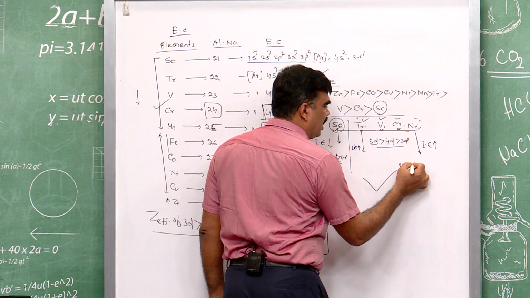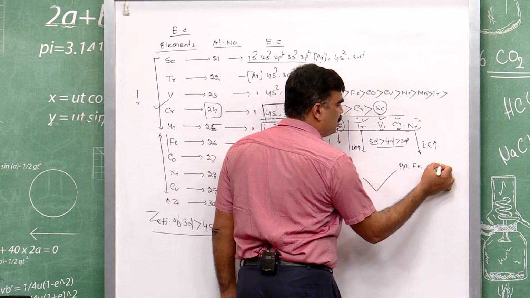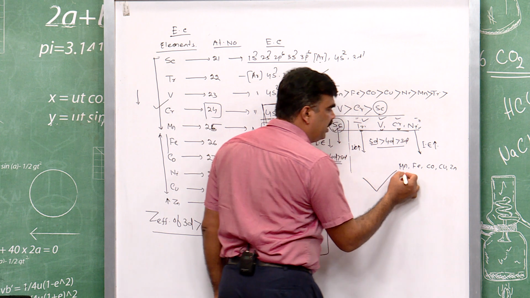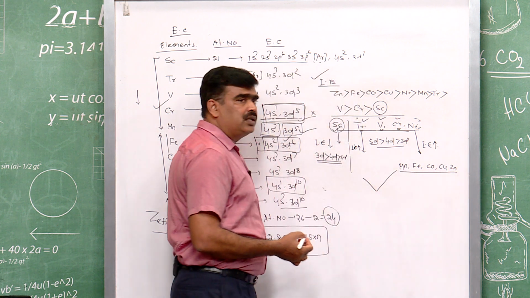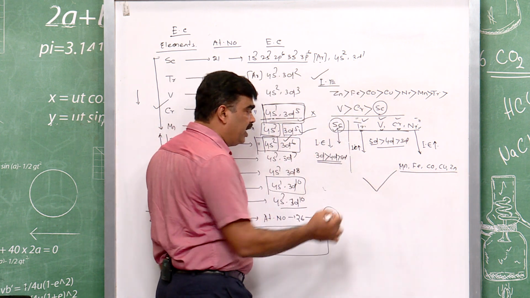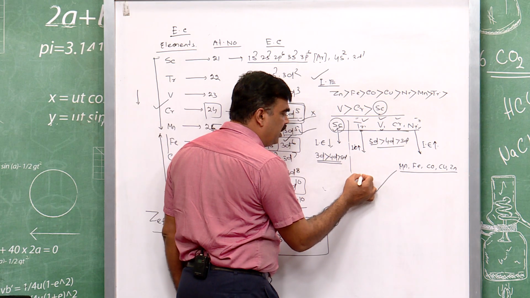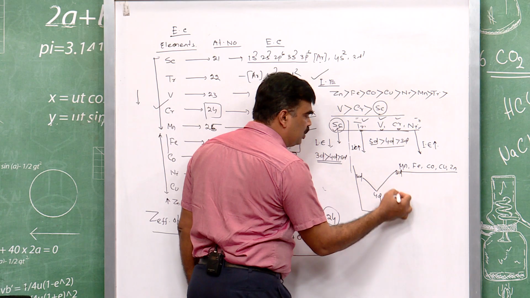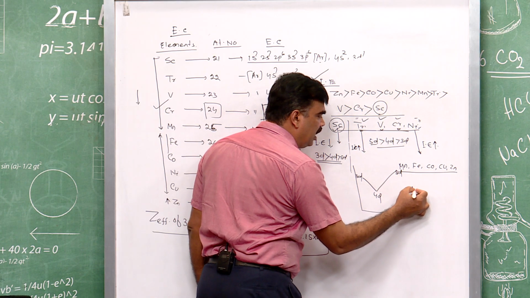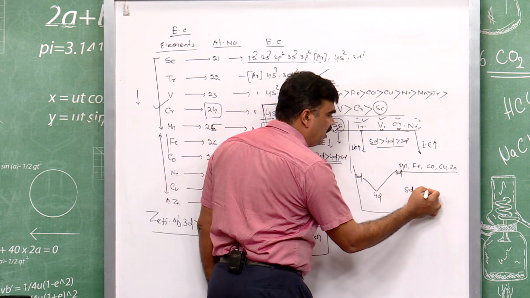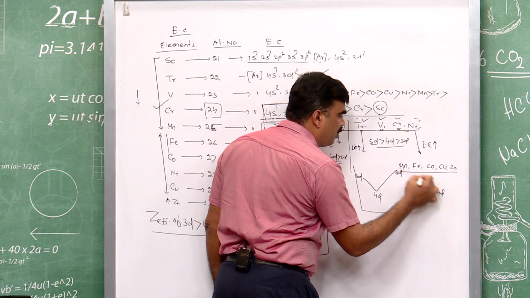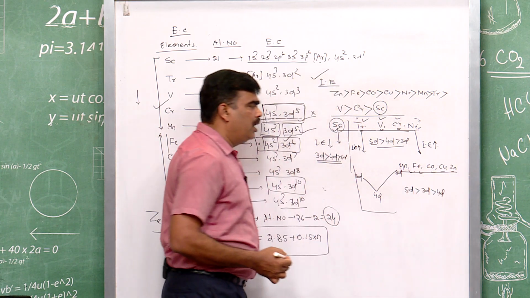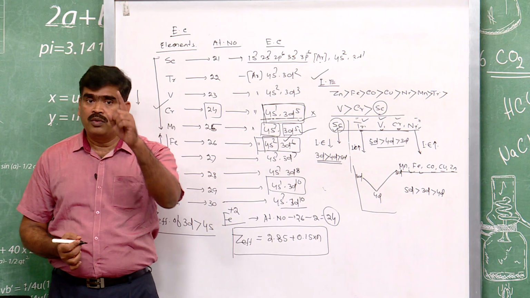Manganese, iron, cobalt, copper and zinc. In these 5 groups, how the ionization energy varies down the group, remember this tick mark. Tick means this is 3D, this is 4D, and this is your 5D. So 5D has greater energy than 3D and 4D, only for these 5 groups. This is for your entrance point of view. Remember, this is a very, very important trick.